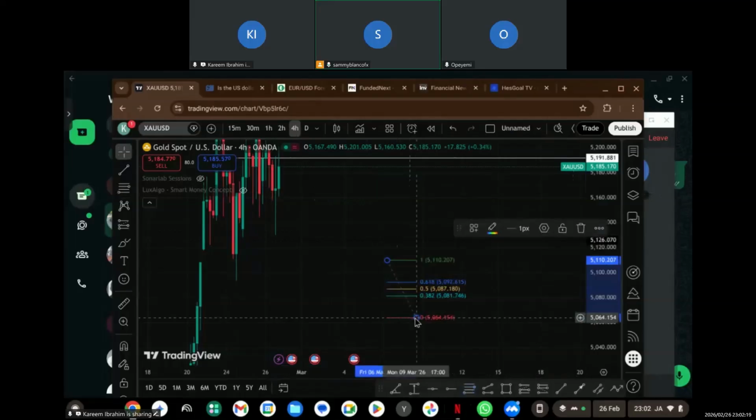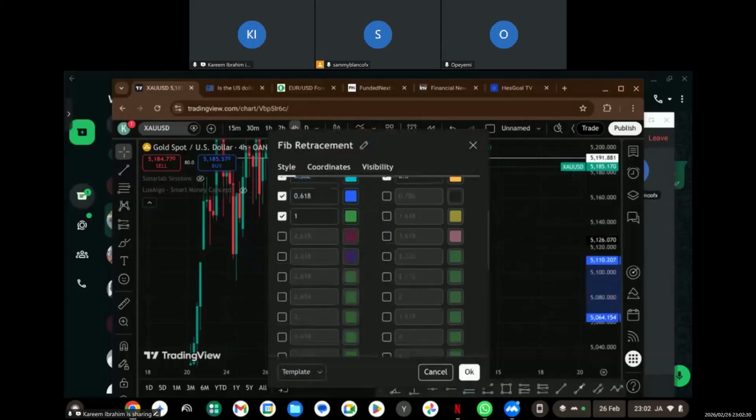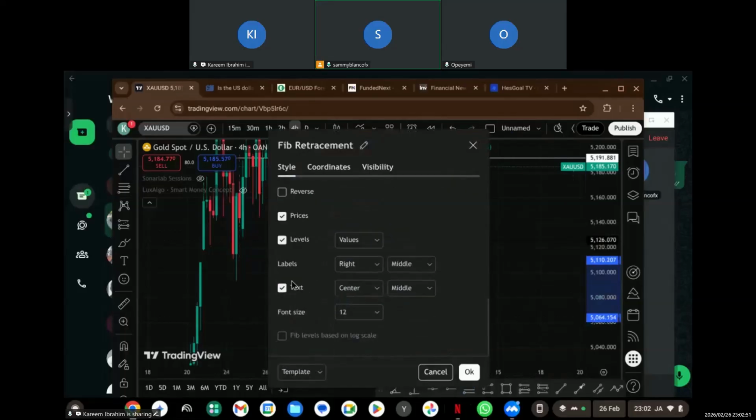Now go back to your settings. Now the numbers should be, go back, go down again. The price levels, label, click on the text, go down again. Now the text, that's the center. Leave it, but click on center. That's center. Let it be to your right.